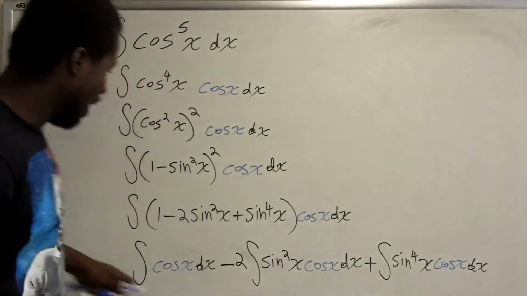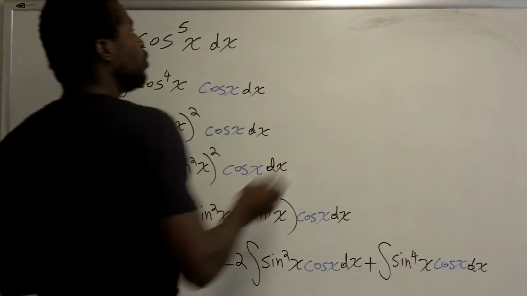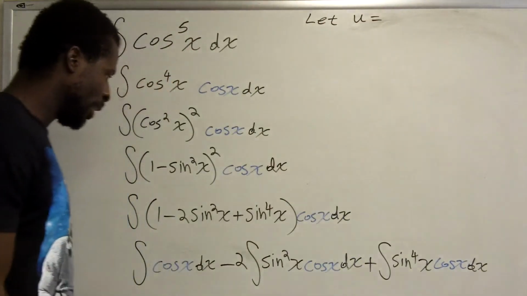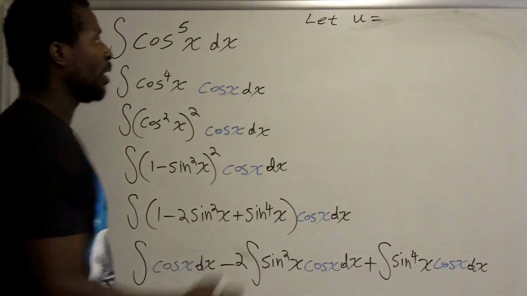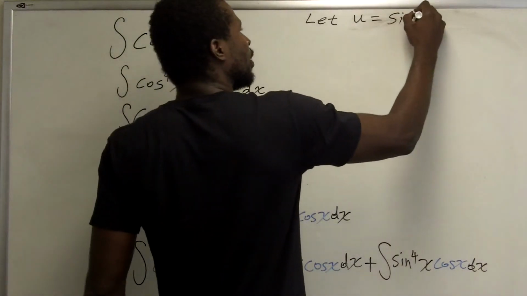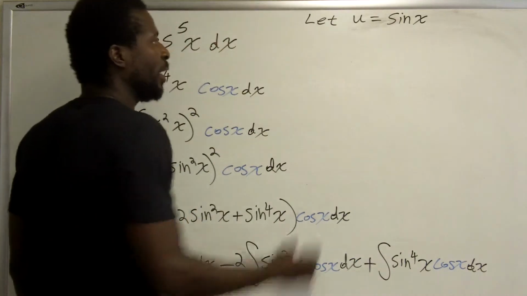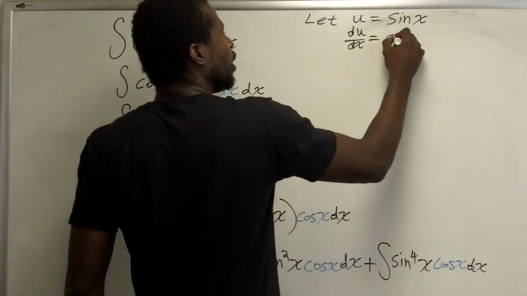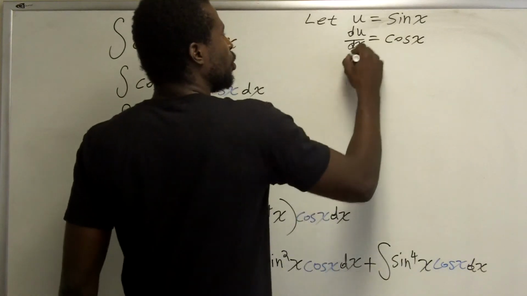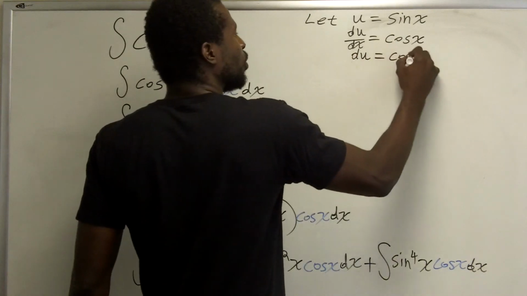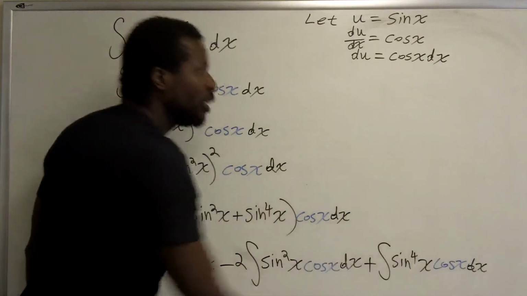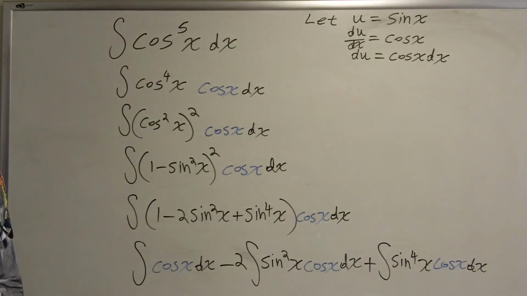Now that I have it rewritten, this is the u substitution we're going to make. I'm going to let u equal the sine of x. In that case, du dx is equal to the cosine of x, which means that du is equal to cosine of x dx, which is perfect. I have a bunch of cosine of x dx's for my du's. All right, now I'm going to actually do the substitution.